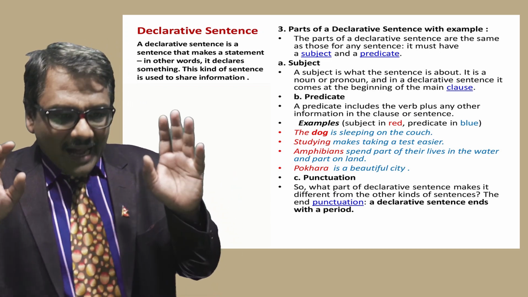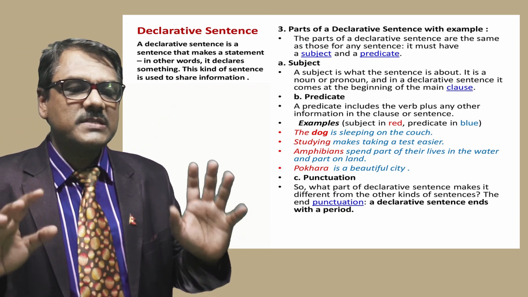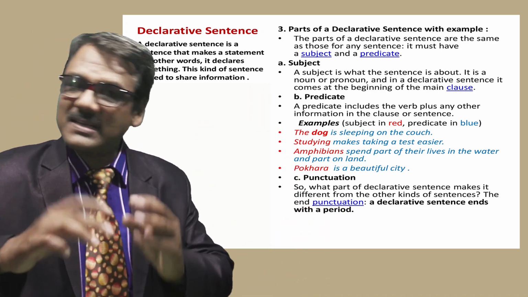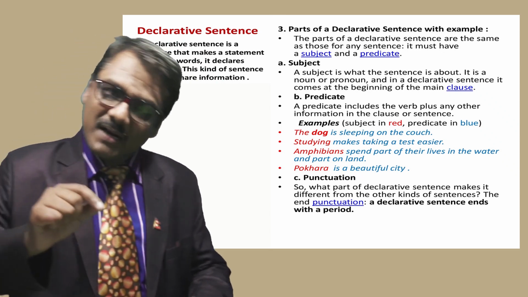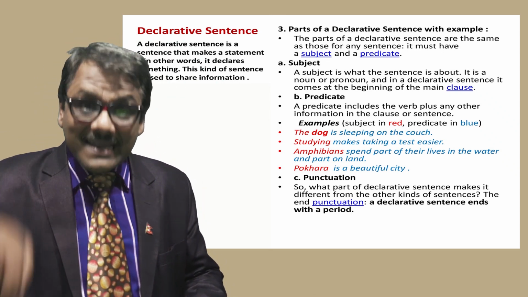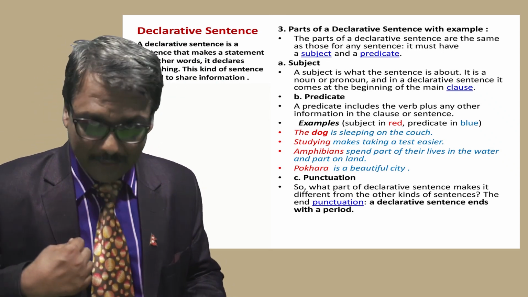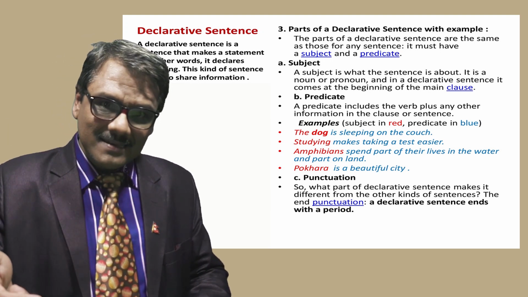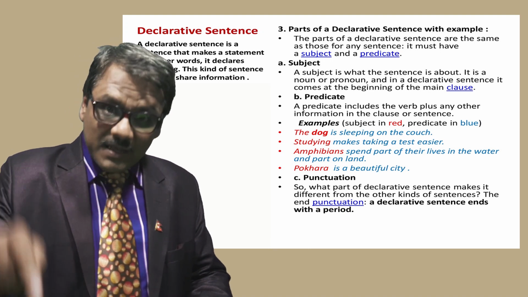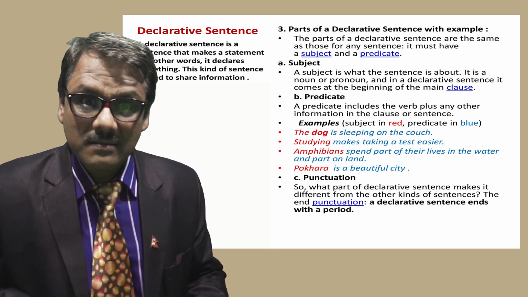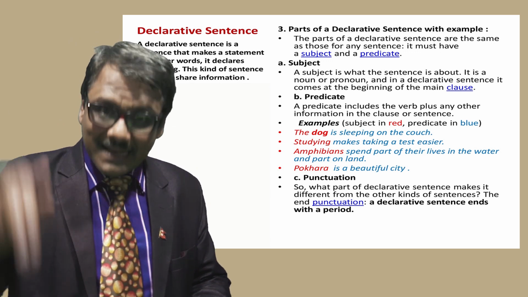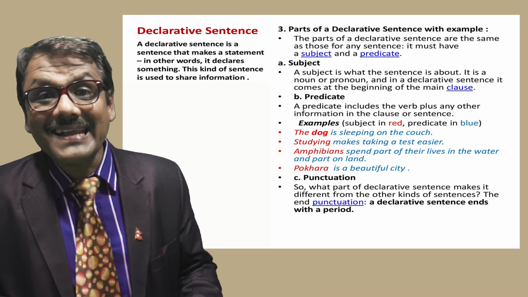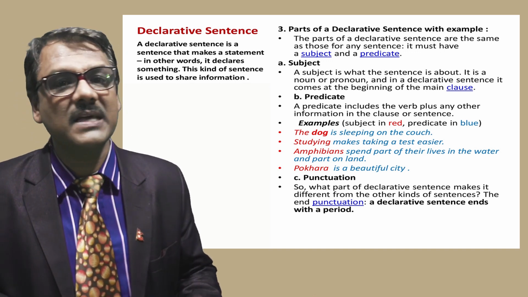In other words, this kind of sentence is used to share information. You say something is, or you say something is not. I am a teacher, that declares what I am. You say, I am a student, that declares what you are. And when you say, I am not a doctor, that declares that you are not a doctor, right? A declarative sentence says something is or something is not.